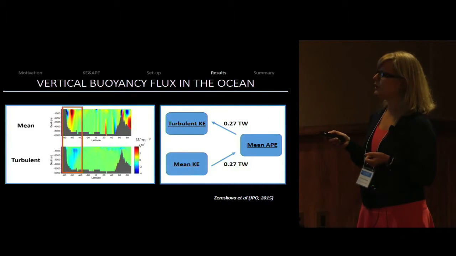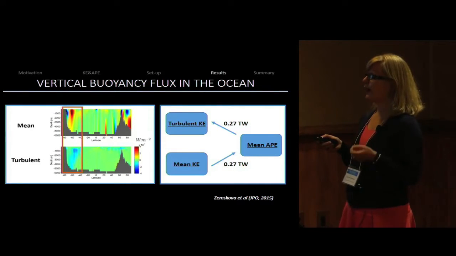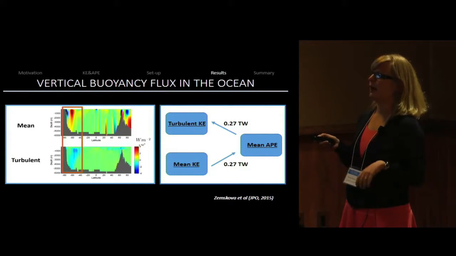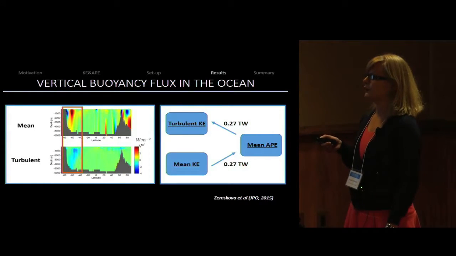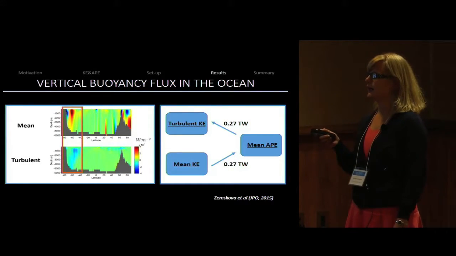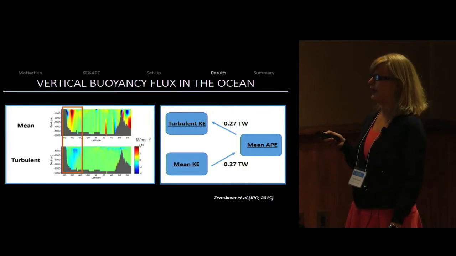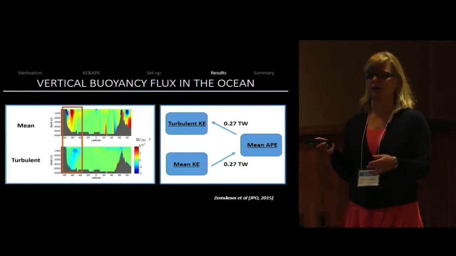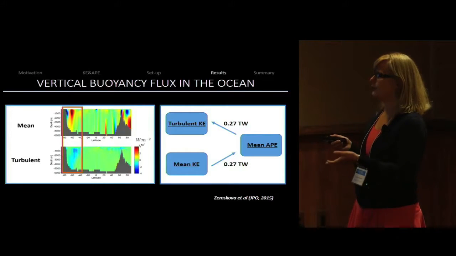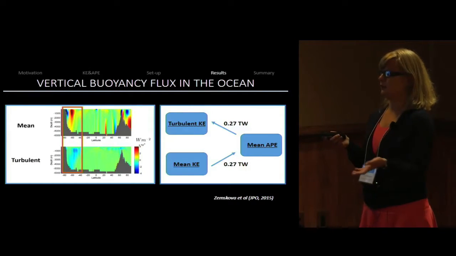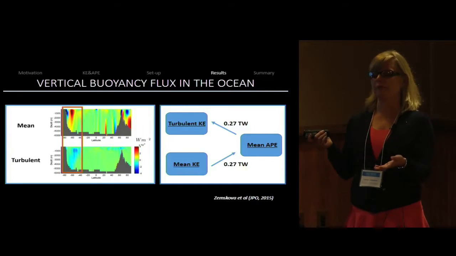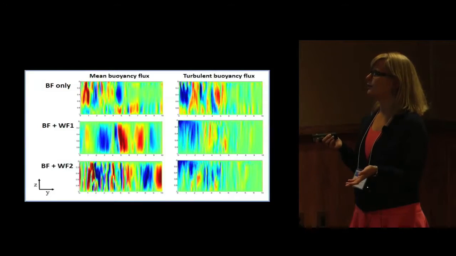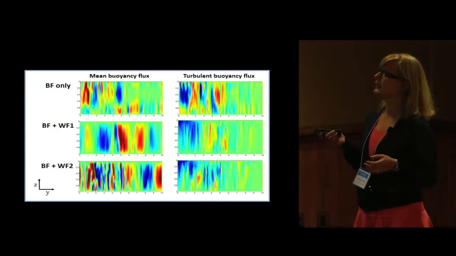But when you actually look at the ocean energy cycle, you have basically a balance between the vertical buoyancy fluxes in the ocean. What that means is that the kinetic energy cycle and the available potential energy cycle are largely decoupled. That was one of our findings based on the MIT GCM, and we were wondering how that affects what happens when you change the wind in the ocean and in our DNS.